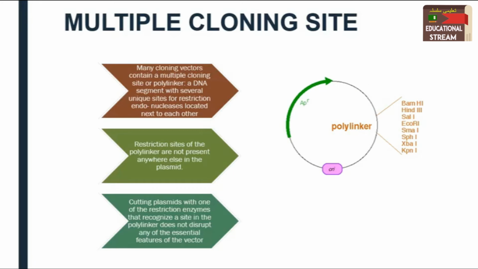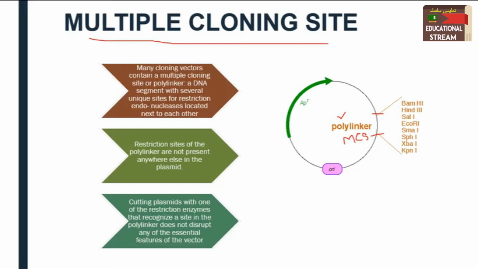Another important feature is the region where we introduce the foreign gene. That region contains unique restriction sites, and these unique restriction sites are located in a special region which is known as the polylinker region, or we also call it the MCS. MCS stands for multiple cloning site. Multiple cloning site means the cloning sites for more than one restriction enzyme are present here. So these are the cloning sites which are present in cloning vectors.